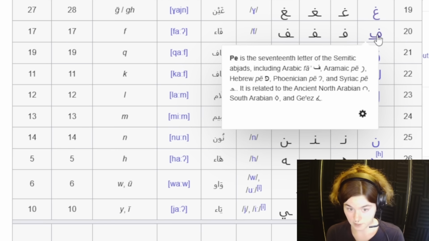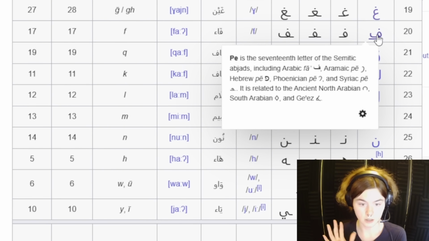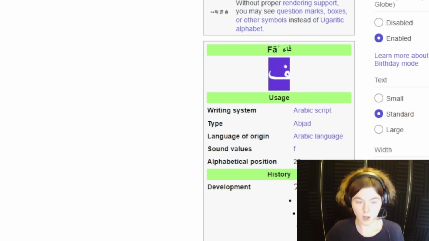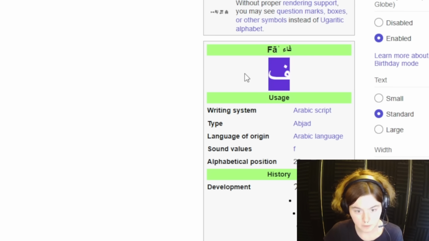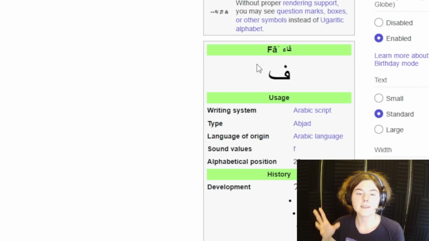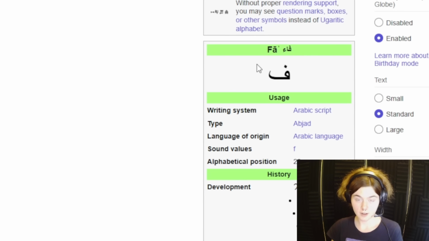Heh is the 17th letter of the Semitic abjads, including Arabic. This one sounds like F. Okay, just watched a tutorial. Apparently this is similar to F in English, except instead of curling your bottom lip inward when you make the sound, you curl it outward. So F. Instead of F, it's like F. Maybe we're making some progress.